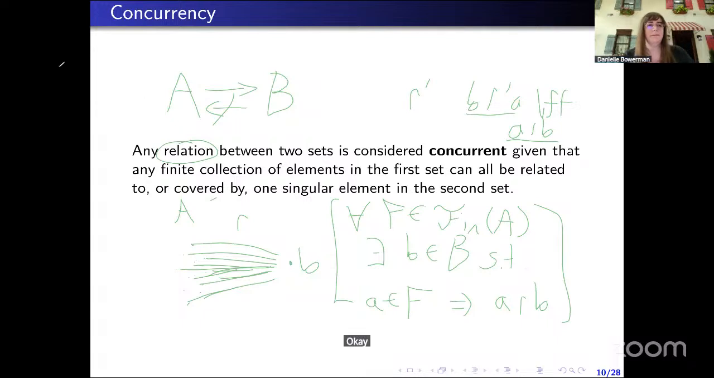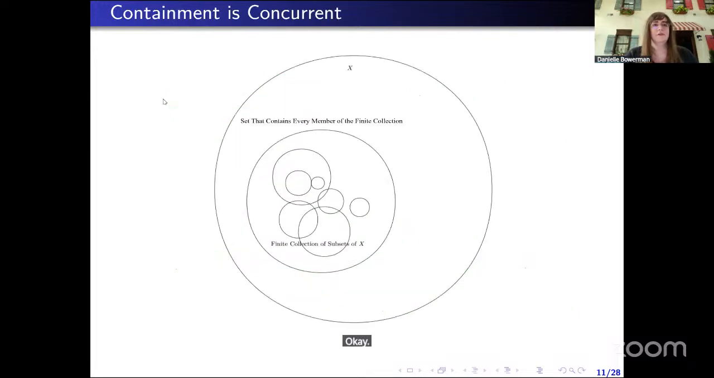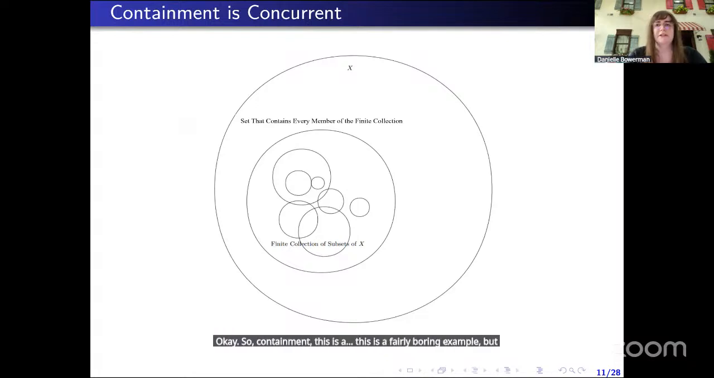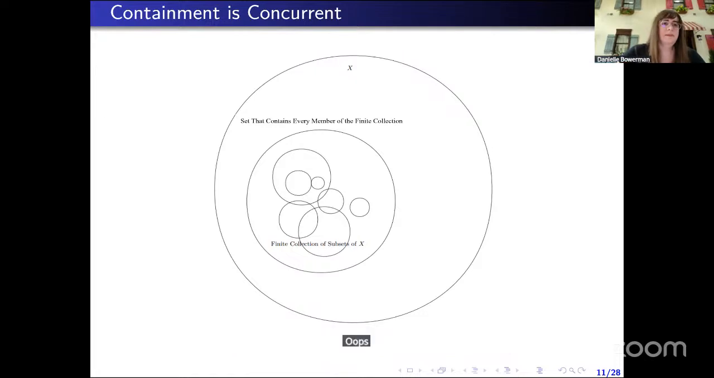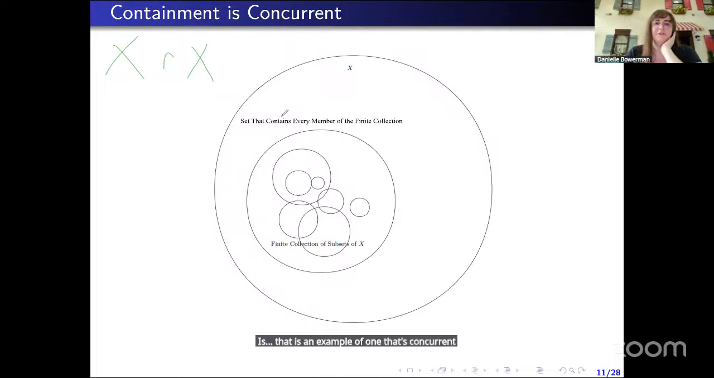Okay. So containment, this is a fairly boring example, but we'll spice it up a tiny bit later. A relation on X to X that is an example of one that's concurrent is containment.